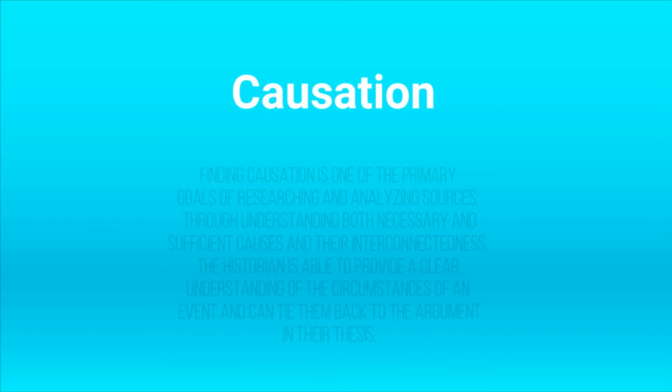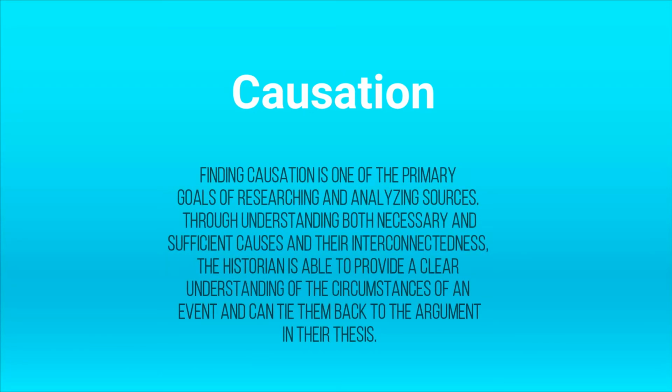Causation. Finding causation is one of the primary goals of researching and analyzing sources. Through understanding both necessary and sufficient causes and their interconnectedness, the historian is able to provide a clear understanding of the circumstances of an event and can tie them back to the argument in their thesis.